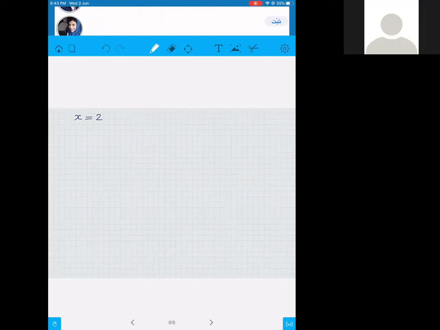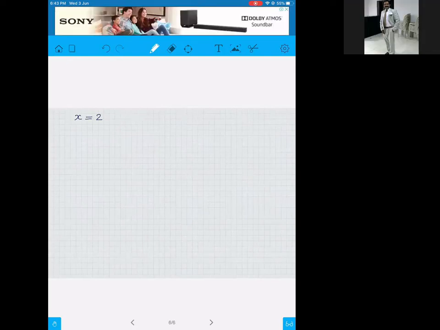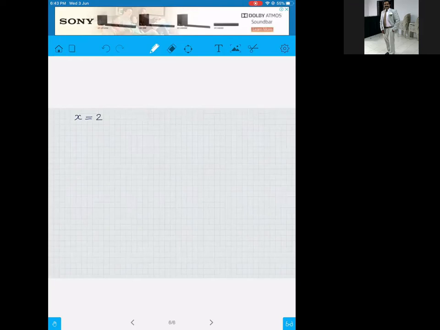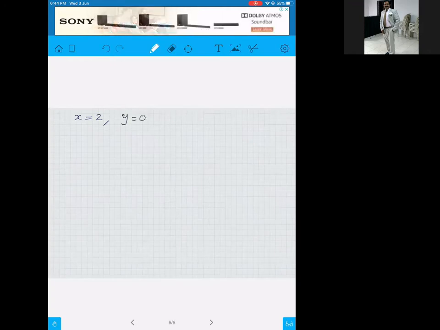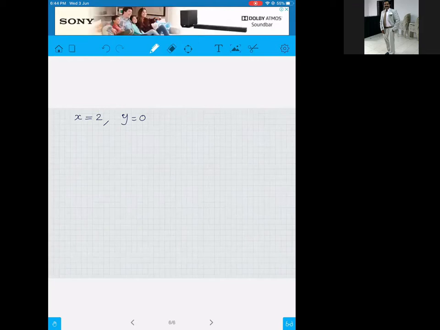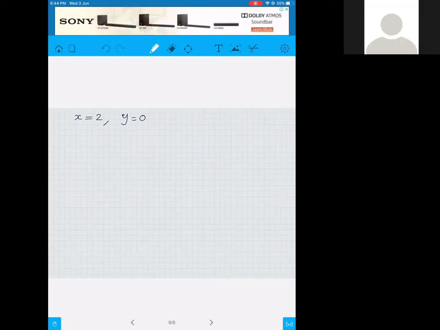Only the x coordinate is given. If we want to represent the line x is equal to 2, that means if y is not mentioned, the meaning is that y can take any value. So x is equal to 2 means y can take any value, but x never changes.